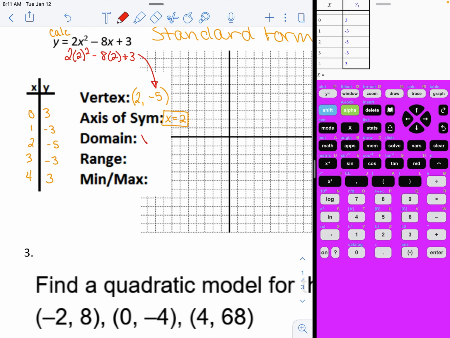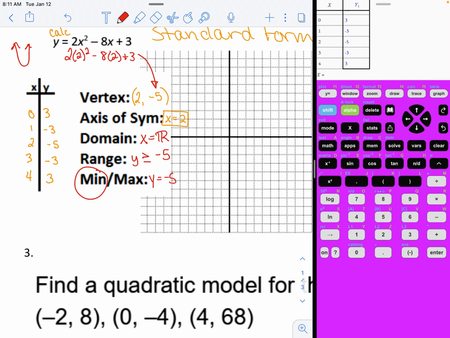The domain is not a word problem. It goes forever left, forever right. So all real numbers on my x's. My range, since this is positive in the front, it's going to open up. So my range is greater than or equal to my y value of -5. And again, because it opens up, I have a minimum, and my minimum is my y value of -5.